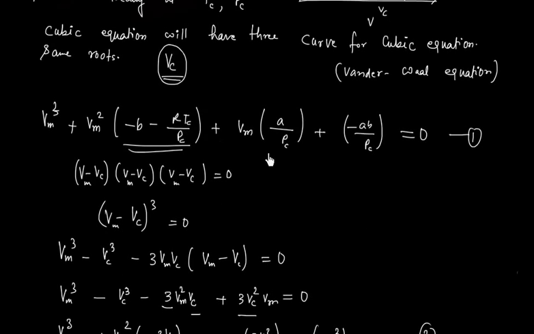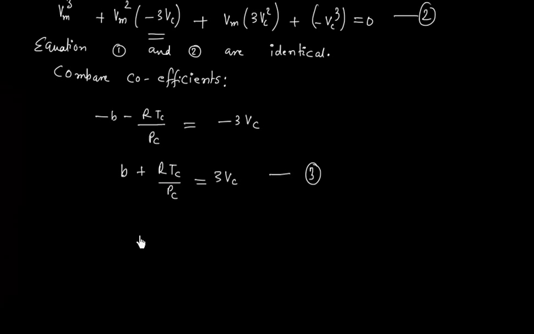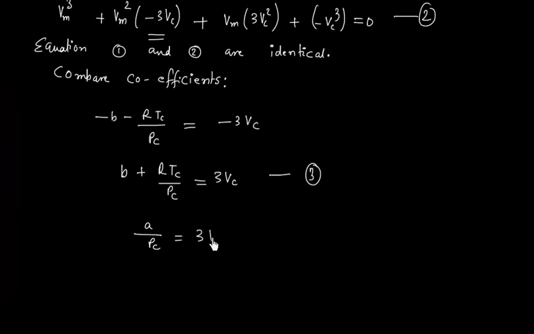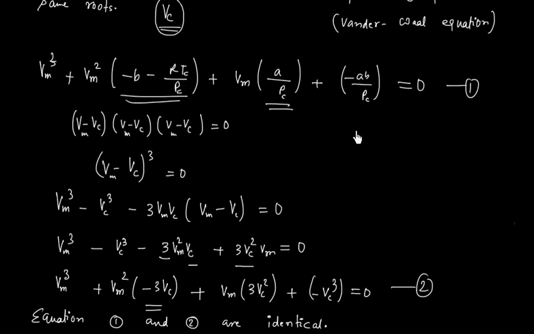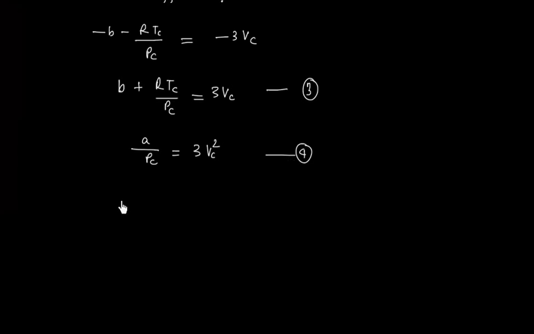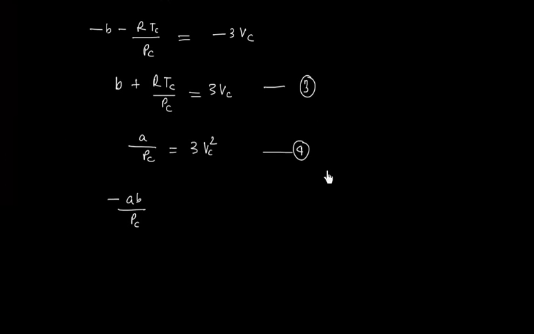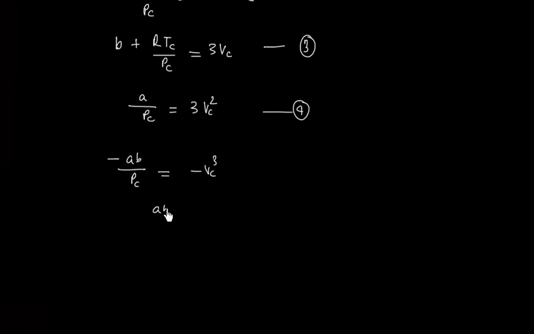We can write the next equation, A by Pc, that is coefficient of Vm, and here we have 3Vc square. Now constant term we have this side minus AB by Pc, and here we have minus Vc cubed. So we can write AB by Pc is equals to Vc cubed. So this is equation 5.